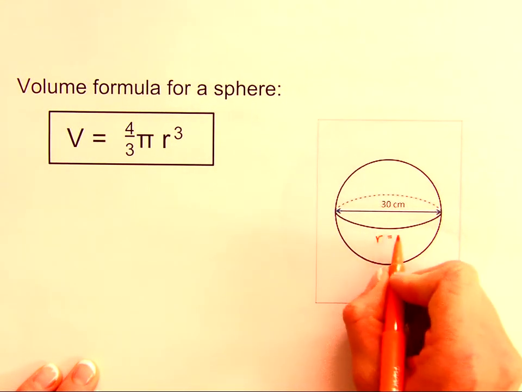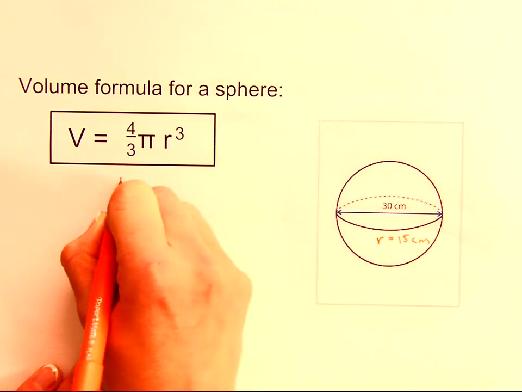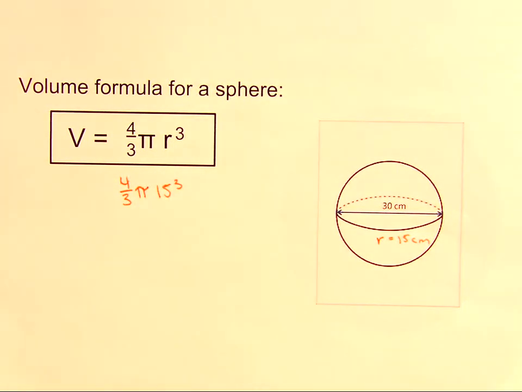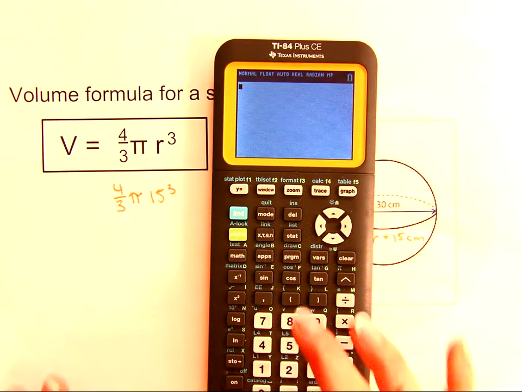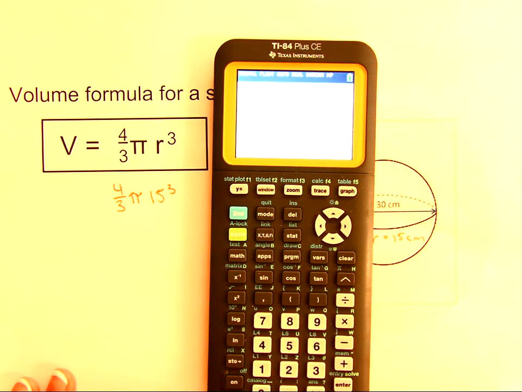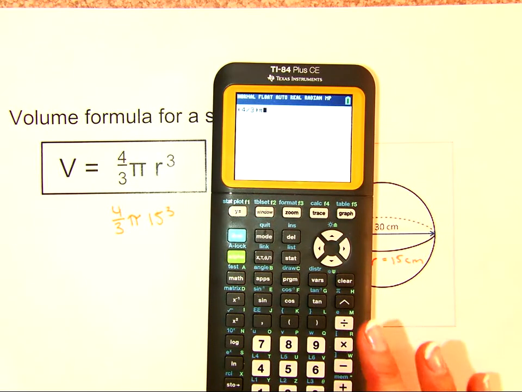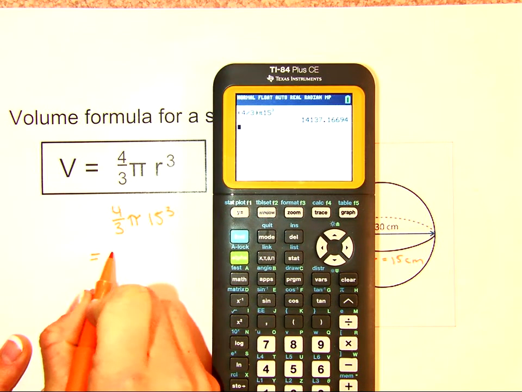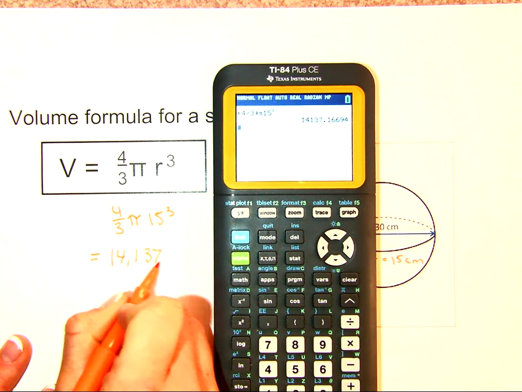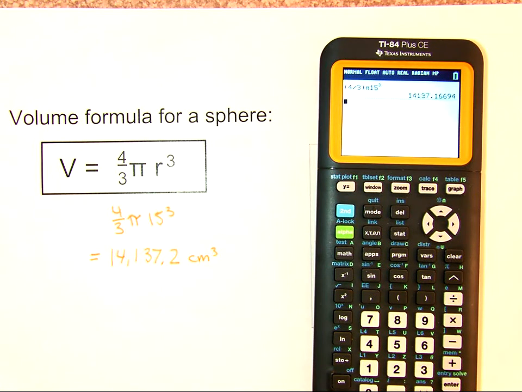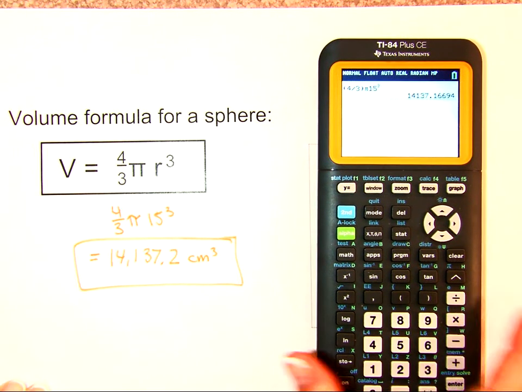So if I look at this sphere over here, I've given you the diameter. So we know the radius is half of that. So that means I'm going to do 4/3 times pi times 15 cubed. So when I type this in on my calculator, I always put 4/3 in parentheses times pi times 15 cubed. So that gives us a volume of 14,137.2 cubic centimeters. Okay, volume, remember, still has those cubic units. And that's the volume of a sphere.